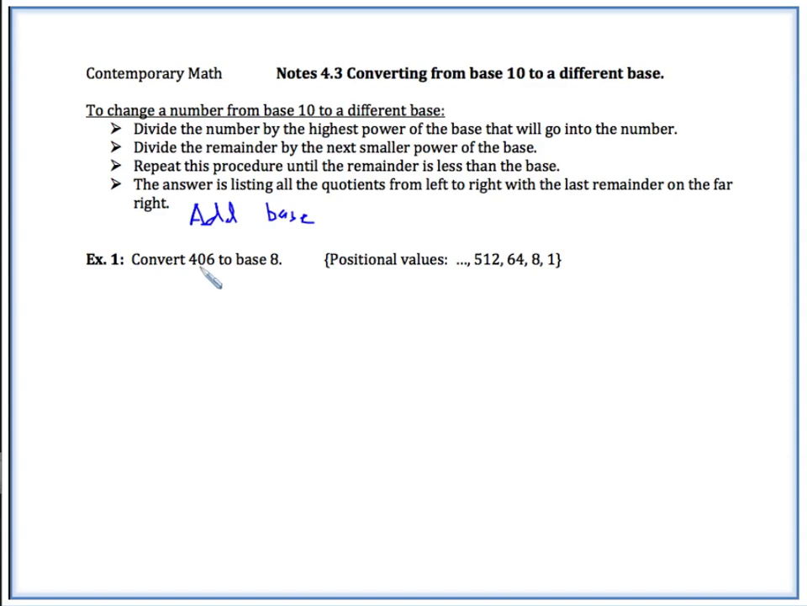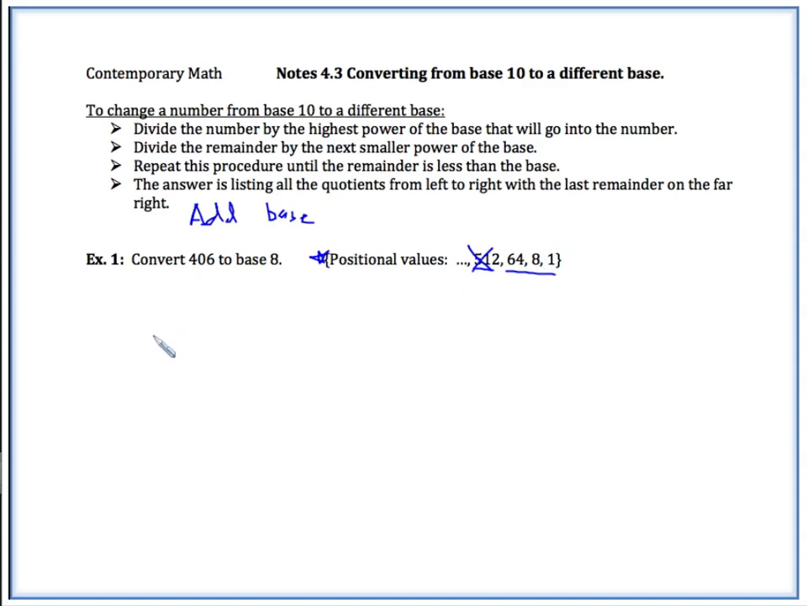So if we want to convert 406 to base 8, the very first thing you've got to do is write out the positional values and go so that it's one more above this. So we see 406 here, and if we were to write 1, 8, 8 squared, 8 cubed, we get 512, which is too high. So actually, we only need these three place values to represent this number 406. Okay, so we know our final answer is going to have 3 places.